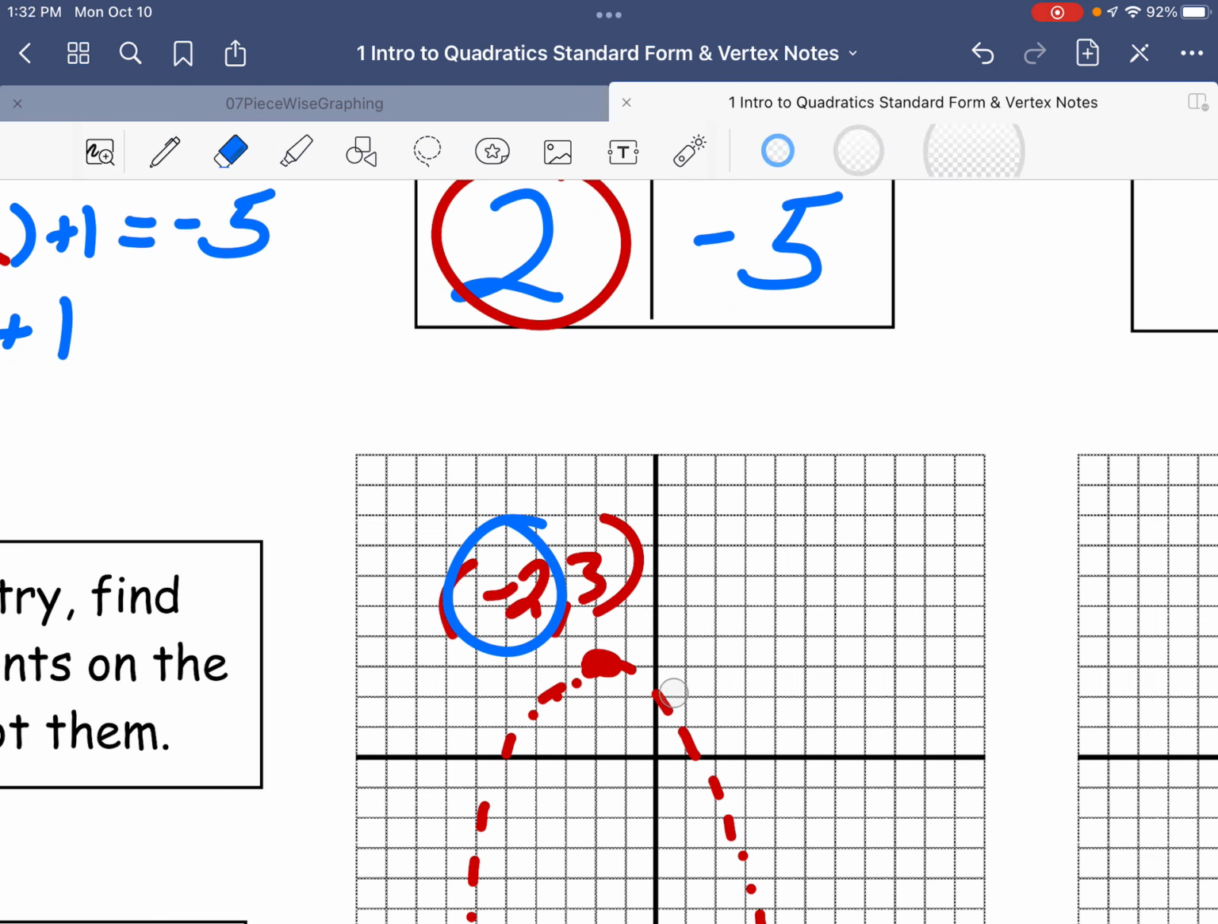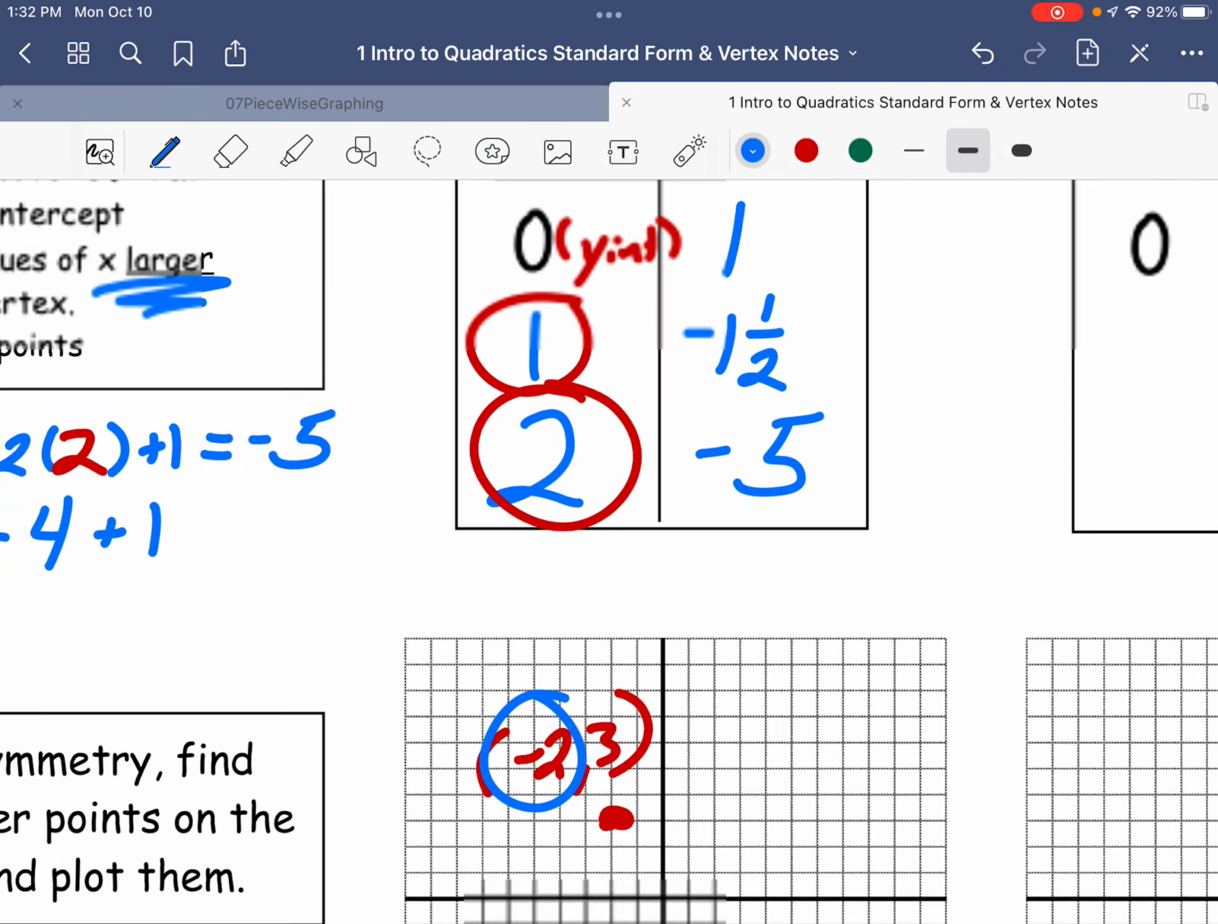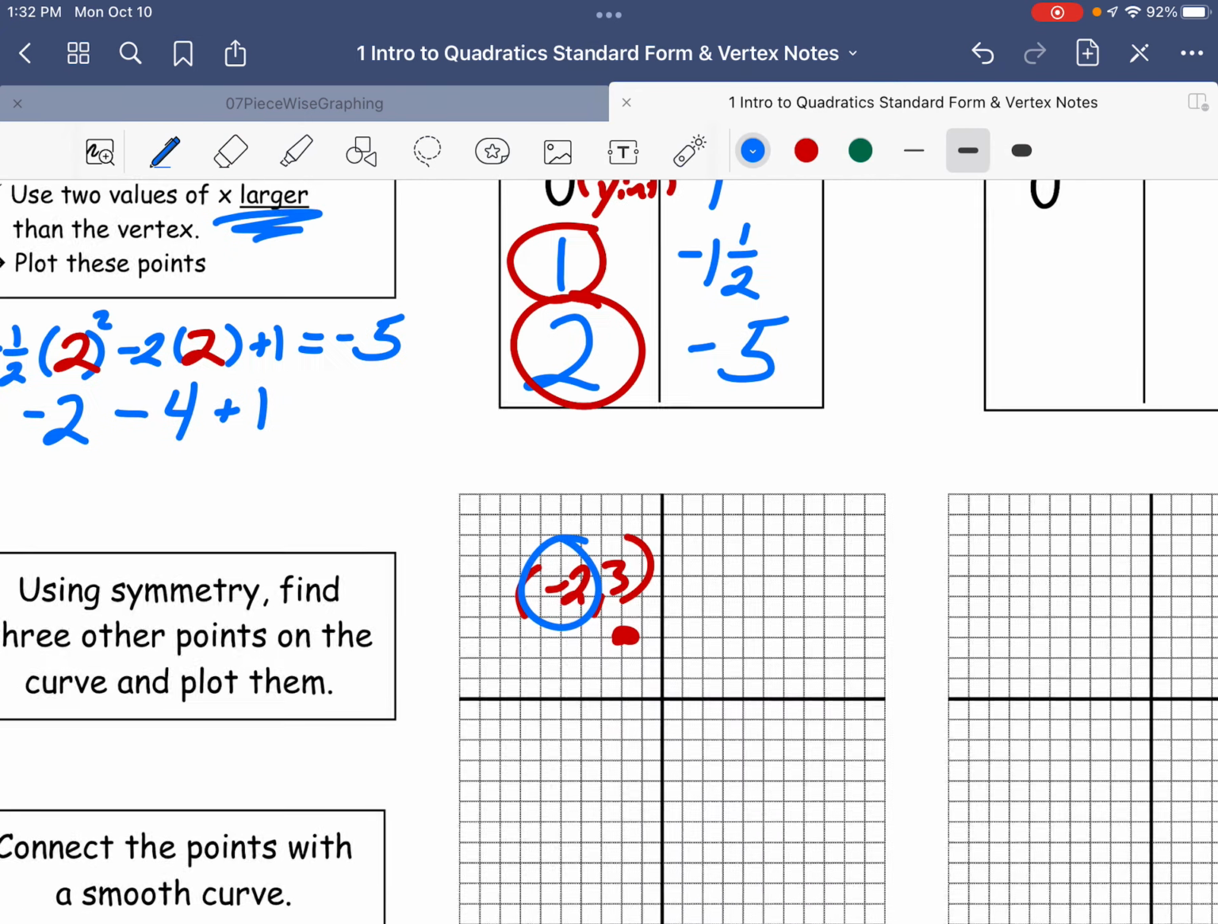Now, if we go back to this graph, what we want to realize here is that we now have some specific points that we can start to plot. These specific points are from my table. Again, I want to plot 0, 1. That was my y-intercept, right? I want to plot 1, negative 1.5. That's down here. I want to plot 2, negative 5. So that'll be about right there.